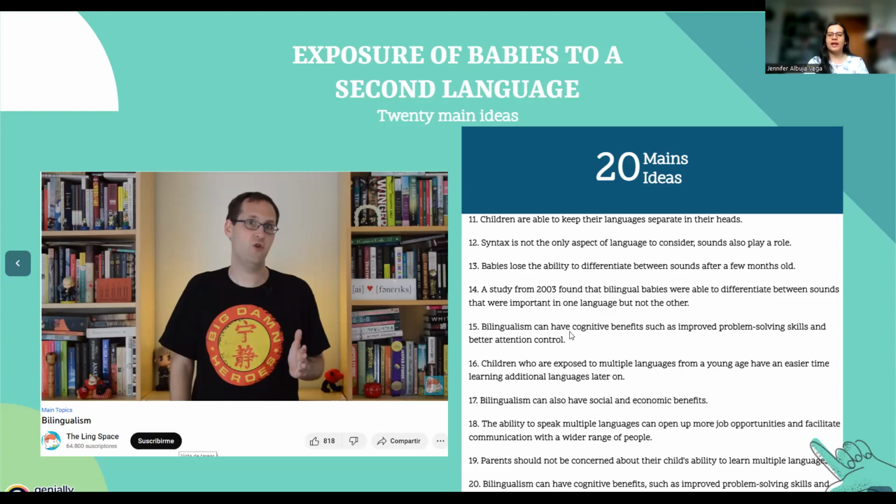Then we have: bilingualism can have cognitive benefits such as improved problem-solving skills and better attention control. Children who are exposed to multiple languages from a young age have an easier time learning additional languages later on. Bilingualism can also have social and economic benefits. The ability to speak multiple languages can open up more job opportunities and facilitate communication with a wider range of people. 19. Parents should not be concerned about their child's ability to learn multiple languages. And finally, 20. Bilingualism can have cognitive benefits such as improved problem-solving skills.